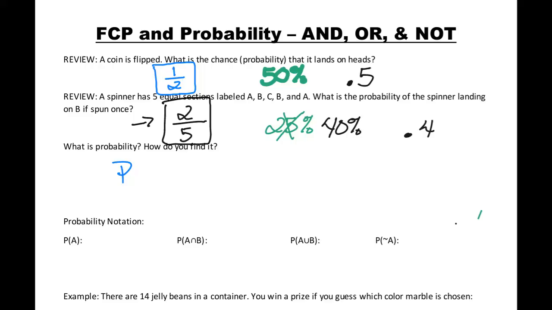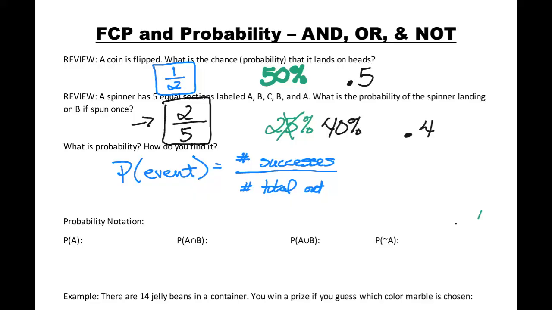Probability, and that's what the P stands for, probability of some event happening, meaning the probability of landing on heads or the probability of landing on B, is equal to the number of successes divided by the number of total outcomes. Number of successes out of the number of outcomes. Okay?